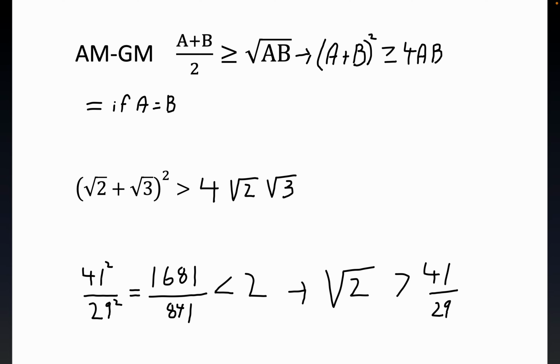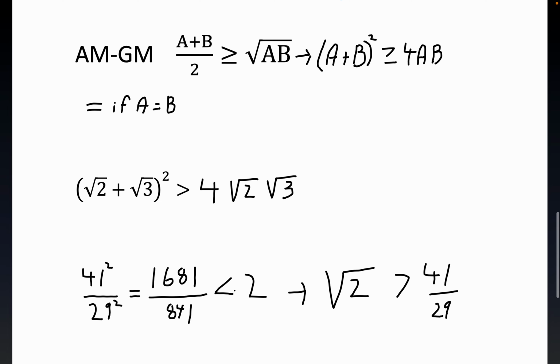And so when you square root both sides, you get the square root of 2 is greater than the square root of this, which is 41 over 29, okay? But notice what that means here. That means that this is greater than, right? So this is also greater than 4 times 41 over 29 times the square root of 3.